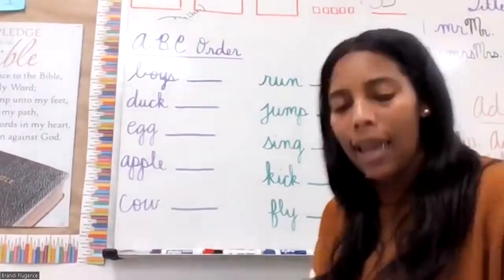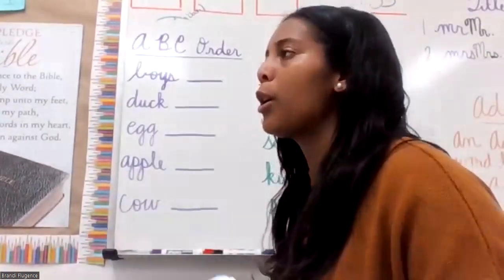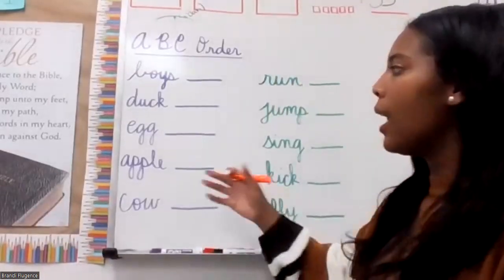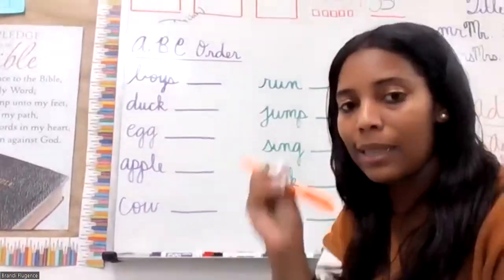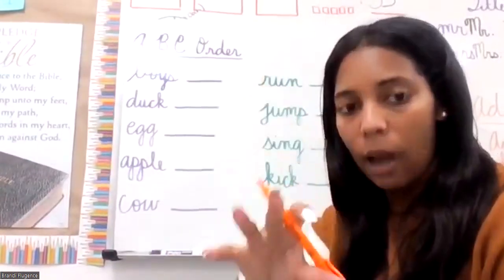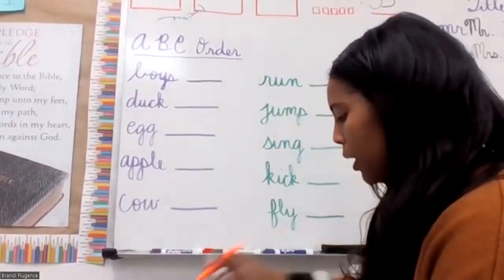We don't say A, S, T, M. We don't say it like that, right? We have an order that our alphabet goes in. And sometimes whenever you have a list of something, you can organize it based upon the order of the alphabet. Now, you might say, how do we do that? Well, I'm going to show you how we do that.